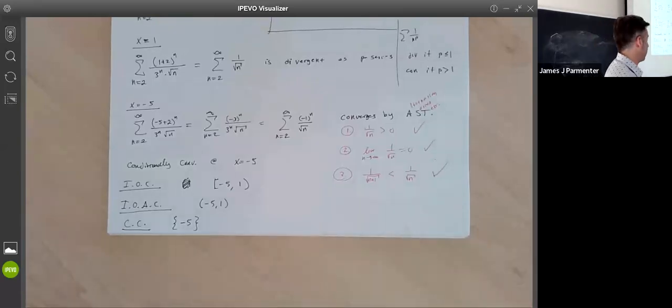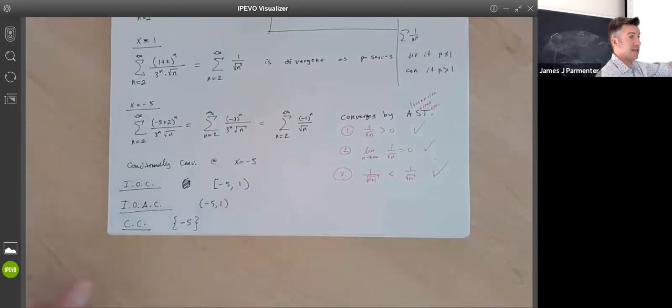Again, for the place where a power series conditionally converges, it's either going to be a set containing nothing, a set containing 1 point, or a set containing 2 points. So you either get no endpoints, 1 endpoint, or 2 endpoints. Those are the only options for where a power series conditionally converges.